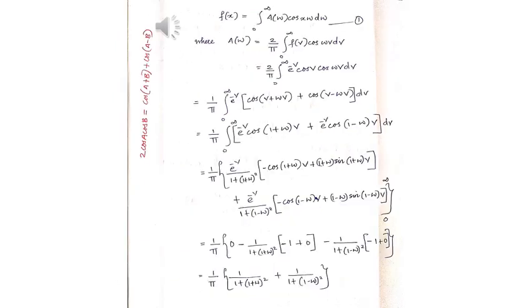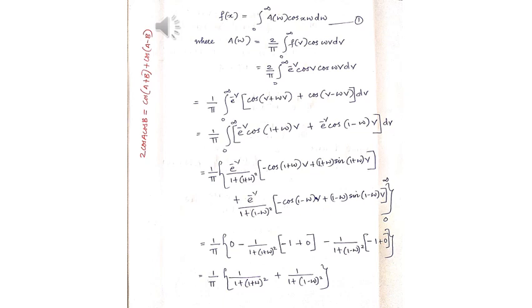Now f of x is equal to integral 0 to infinity a of omega cos x omega d omega, where a of omega is equal to 2 by pi integral 0 to infinity f of v cos omega v dv. Now instead of f of v, we are going to take e raised to minus v cos v. So it is 2 by pi integral 0 to infinity e raised to minus v cos v cos omega v dv, which is of the form 2 cos a cos b. So we can substitute cos a plus b plus cos a minus b.